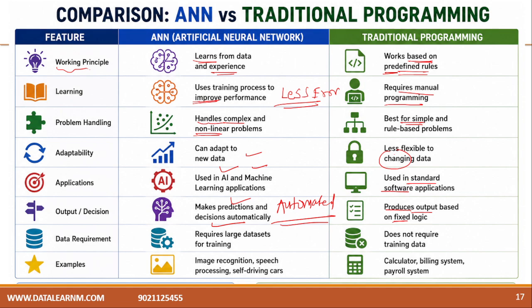Suppose for a random forest, we have a specific output. AdaBoost works on a basic principle, where if we need to update it, we need to give some additional parameters. Data requirement: a large data set is required for training in ANN, whereas regular machine learning works on less data as well. Examples or applications we can find in image recognition, speech processing, or self-driving cars, while billing systems, payroll, and calculators can be created using traditional programming. So you will have multiple applications for the ANN.